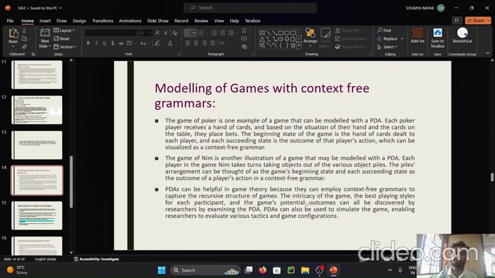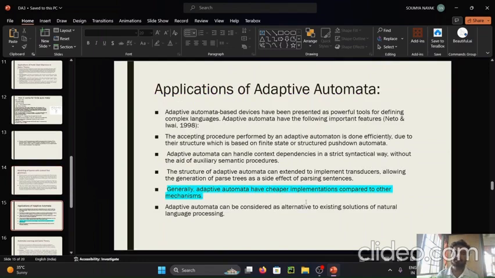The best playing styles for each participant and the game's potential outcomes can all be discovered by researchers by examining the PD. So let's move to the applications, because we just saw the overview of how finite automata can be used in the case of game theory, and how context-free grammars or push-down automata can be held in the automata in game theory.